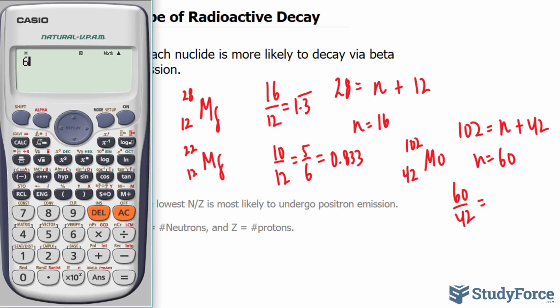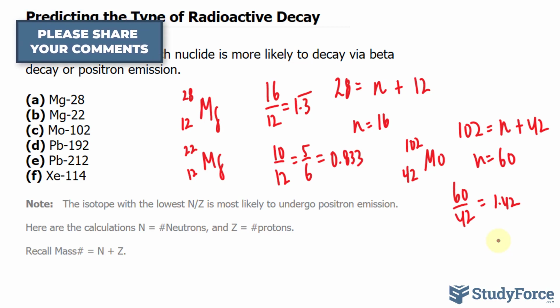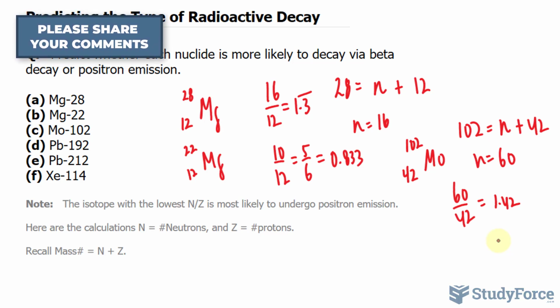Let's use our calculator quickly. 60 divided by 42 gives us 10 over 7 or 1.42. As mentioned in question A, we want a value that is close to 1, and this is 1.42, so we have a lot more neutrons than we do protons. As a result, beta decay will occur here again, where the neutron is converted into a proton, and that should help the stability of this particular nuclide.